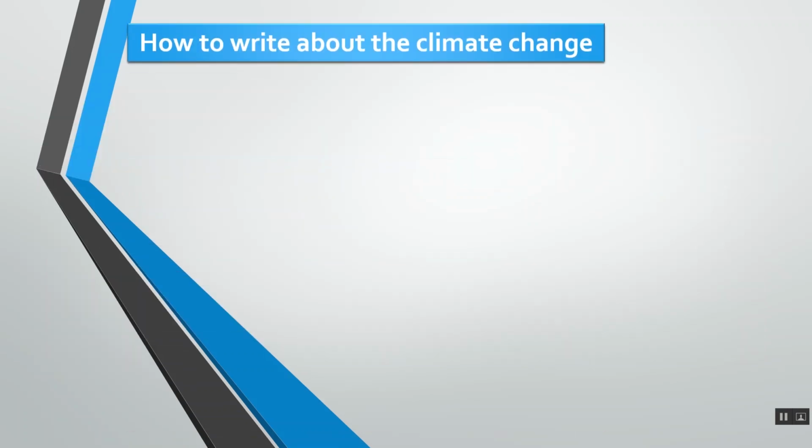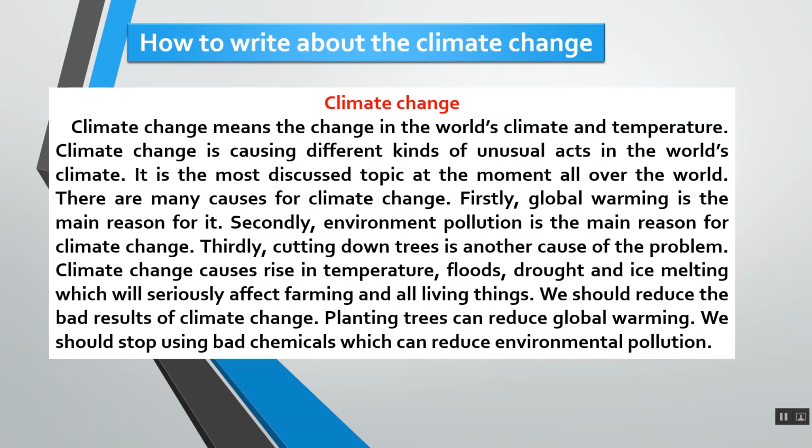How to write about climate change? Climate change means the change in the world's climate and temperature. Climate change is causing different kinds of unusual acts in the world's climate. It is the most discussed topic at the moment all over the world. There are many causes for climate change. Firstly, global warming is the main reason for it. Secondly, environment pollution is the main reason for climate change. Thirdly, cutting down trees is another cause of the problem.